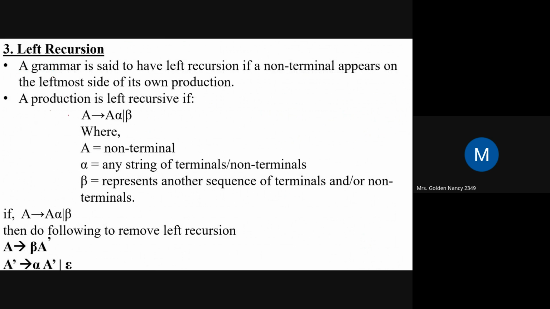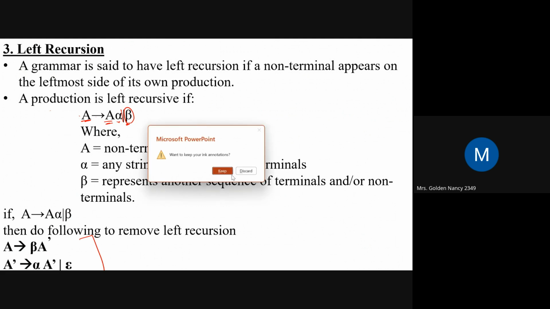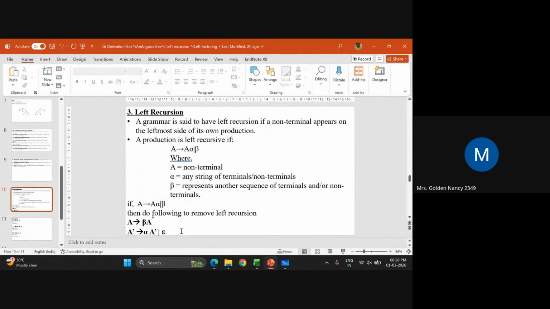For example, A gives A alpha slash beta. Alpha can be anything, beta can be anything, but you have this non-terminal on the left-hand side as well as the right-hand side, then it is called left recursion. So if A tends to A alpha slash beta, then do the following to remove left recursion. What is the step? A gives beta A dash. I'll solve this by using this formula.